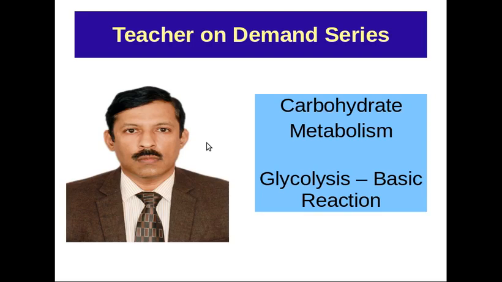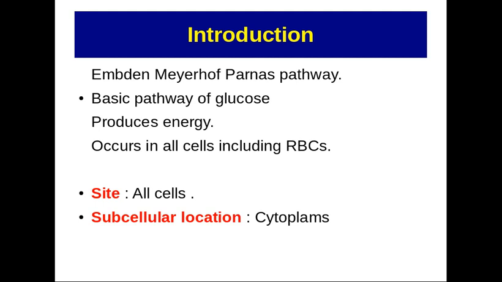This series is pertaining to carbohydrate metabolism and we'll be discussing glycolysis, the basic reaction. Glycolytic pathway is also known as the Embden-Meyerhoff-Parnas pathway. It is the basic pathway for glucose where it is progressively broken down to produce energy. Unlike the TCA cycle, glycolysis occurs obligate in all the cells, and this reaction occurs predominantly in the cytoplasm.